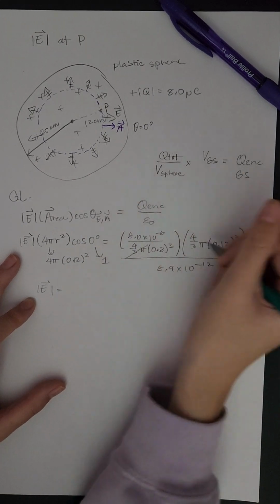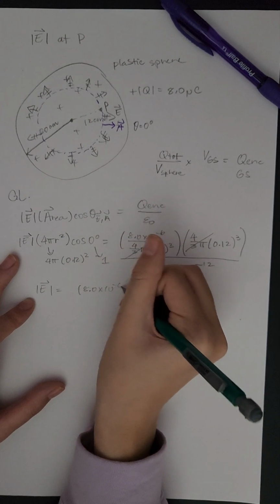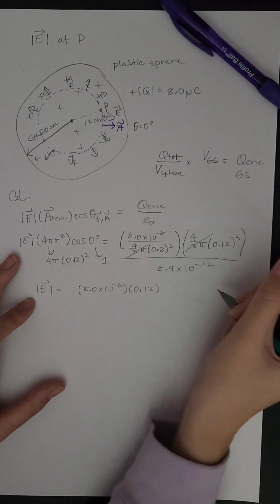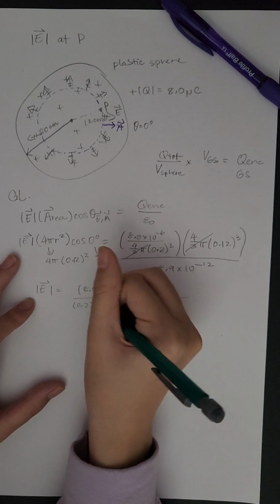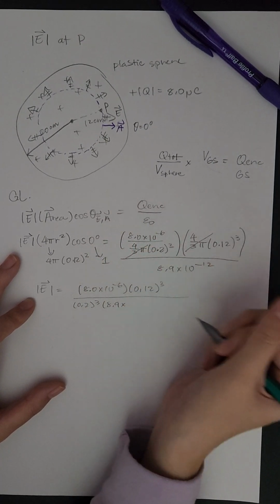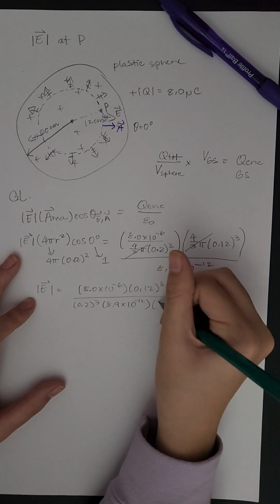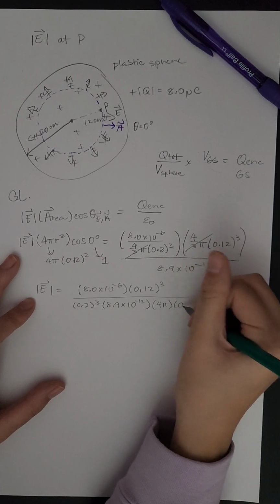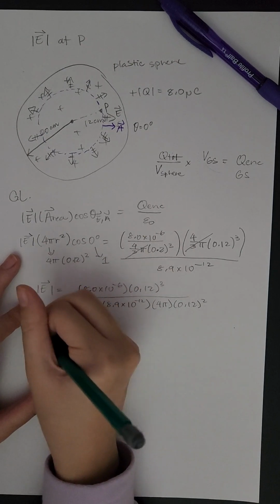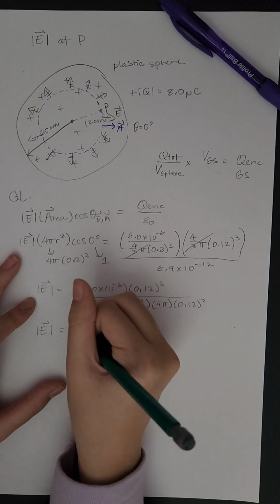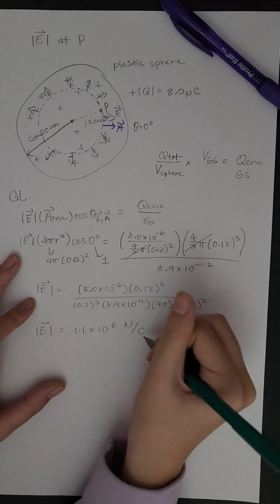So what we do is just solve. These cancel out, and I will rewrite this as 8.0 times 10 to the negative 6 times 0.12 cubed, and this goes to the bottom, 0.2 cubed times 8.9 times 10 to the negative 12. Move this to the other side by division, that is 4 pi times 0.12 squared. And just put it in your calculator and you get the electric field at P is 1.1 times 10 to the 6 newtons per coulomb.